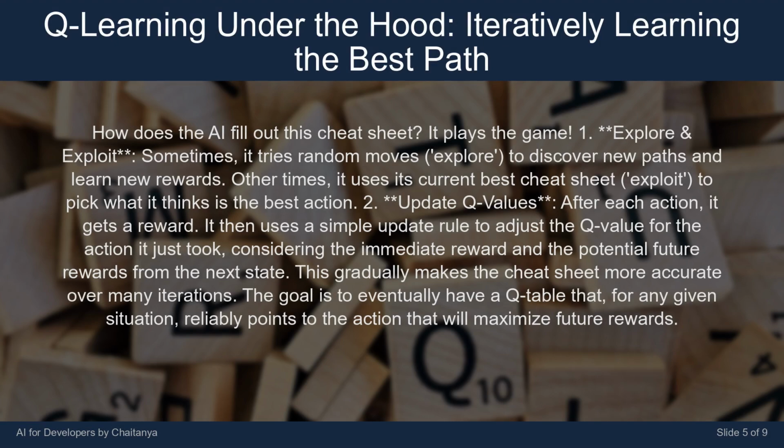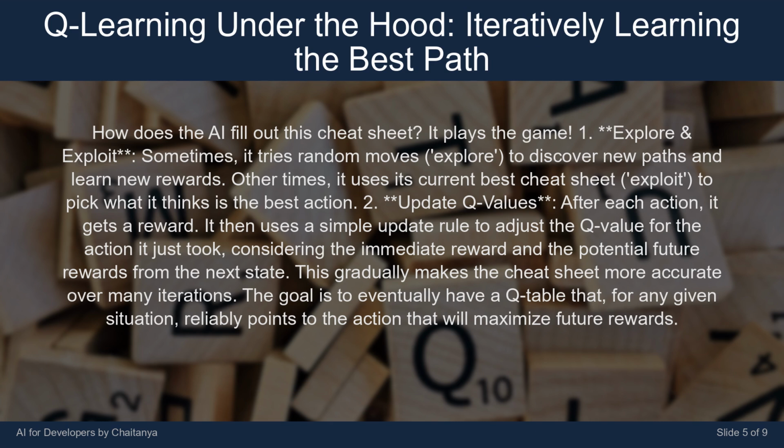How does the AI fill out this cheat sheet? It plays the game. 1. Explore and exploit. Sometimes it tries random moves. Explore. To discover new paths and learn new rewards. Other times, it uses its current best cheat sheet. Exploit. To pick what it thinks is the best action.